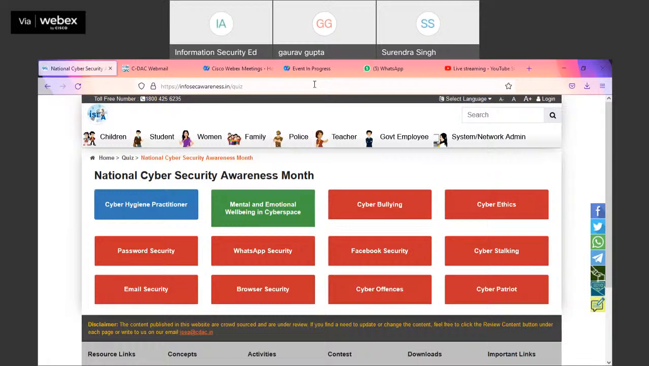You can see how far you understand the security of social networking and all those aspects. And if you are not following those things, you can start following them to secure yourself in cyberspace. So these are the various quizzes which are there as part of the portal.